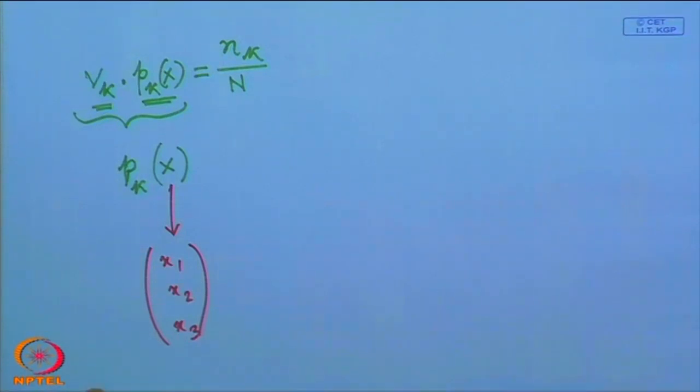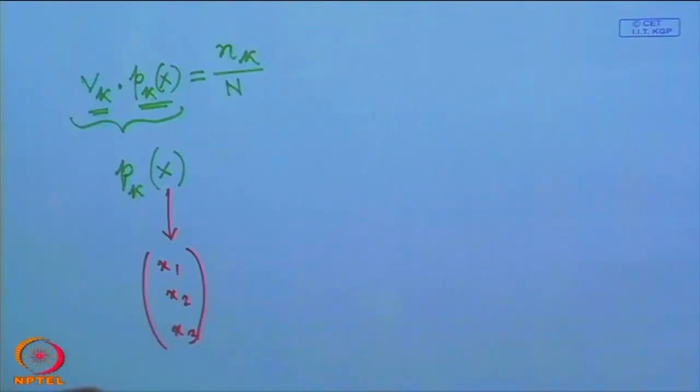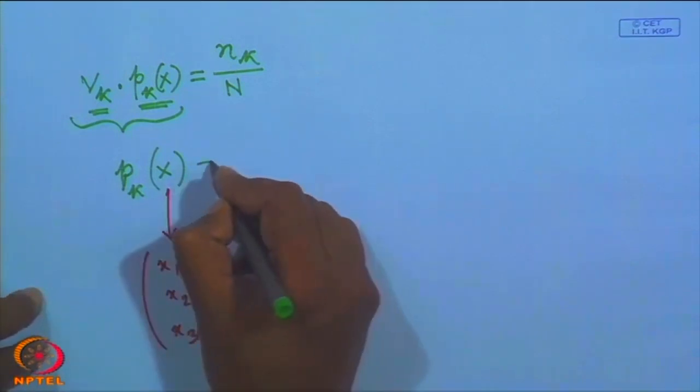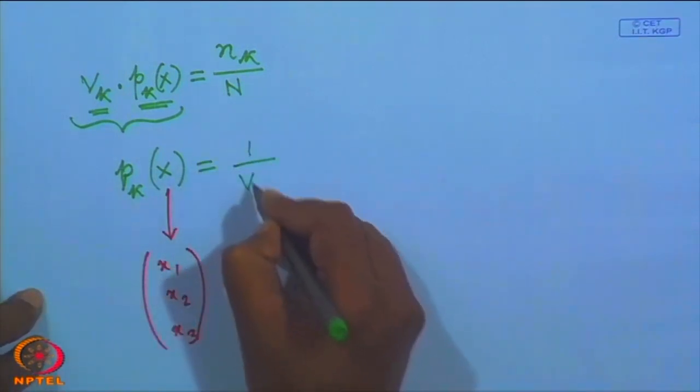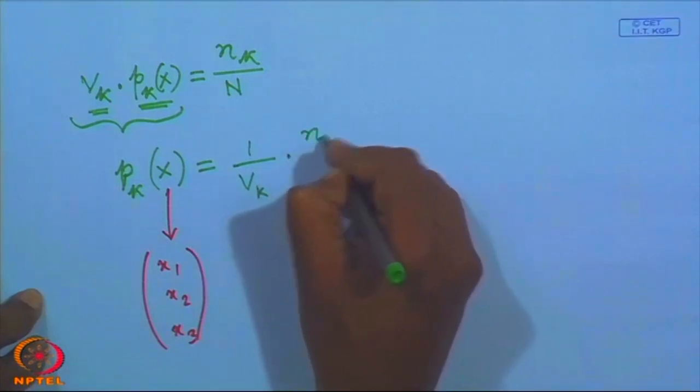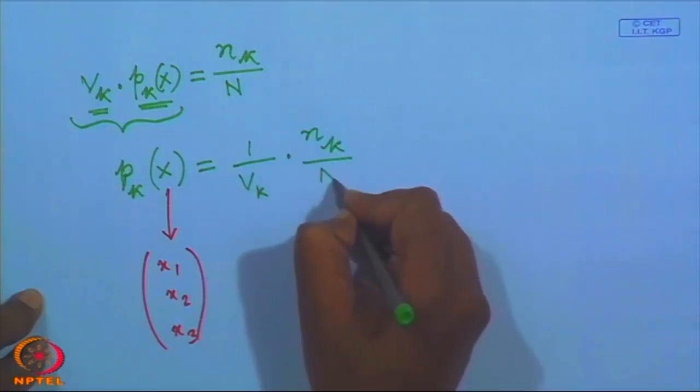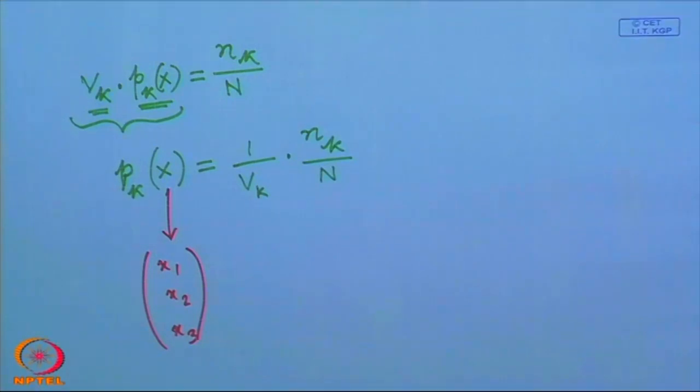So, the probability that a vector x will fall under the kth bin is simply given by P_k(x) equal to 1 upon V_k times N_k by capital N, where V_k is the volume of the kth bin, N_k is the number of samples which are falling under the kth bin, and capital N is the total number of training samples. So, I can easily find out the probability density function in case of three dimensions.